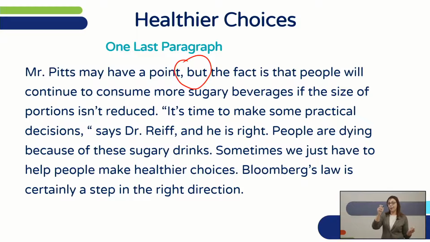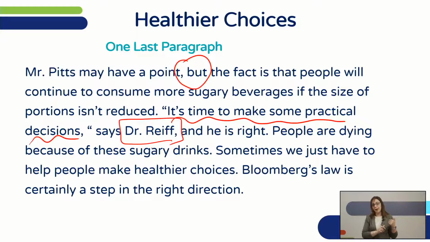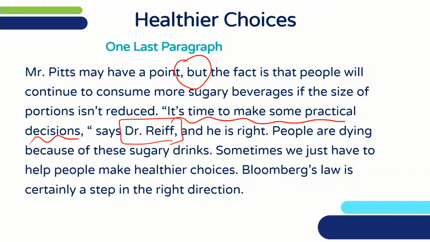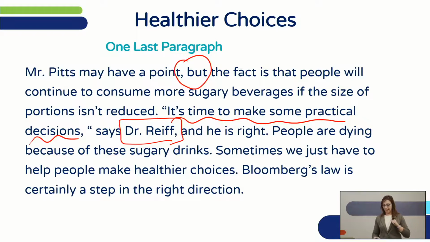So here we have another what? Quotation. Correct. By whom? By Dr. Reyes, the one we got introduced to in the previous paragraph. And he is right. He says that it's time to make some practical decisions. People, why? People are dying because of these sugary drinks. Sometimes we just have to help people to make healthier choices. Bloomberg's law is certainly a step in the right direction. So let's check the questions on this paragraph.